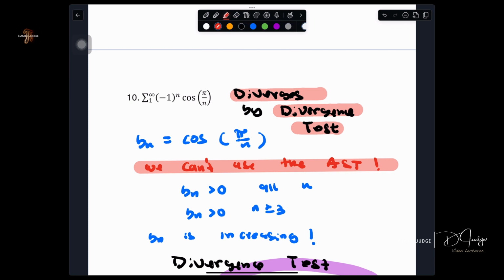Now, we could have actually seen that from the beginning without going through the test for divergence. We could have taken a look at this and said, okay, well, we're going to leave it at that.